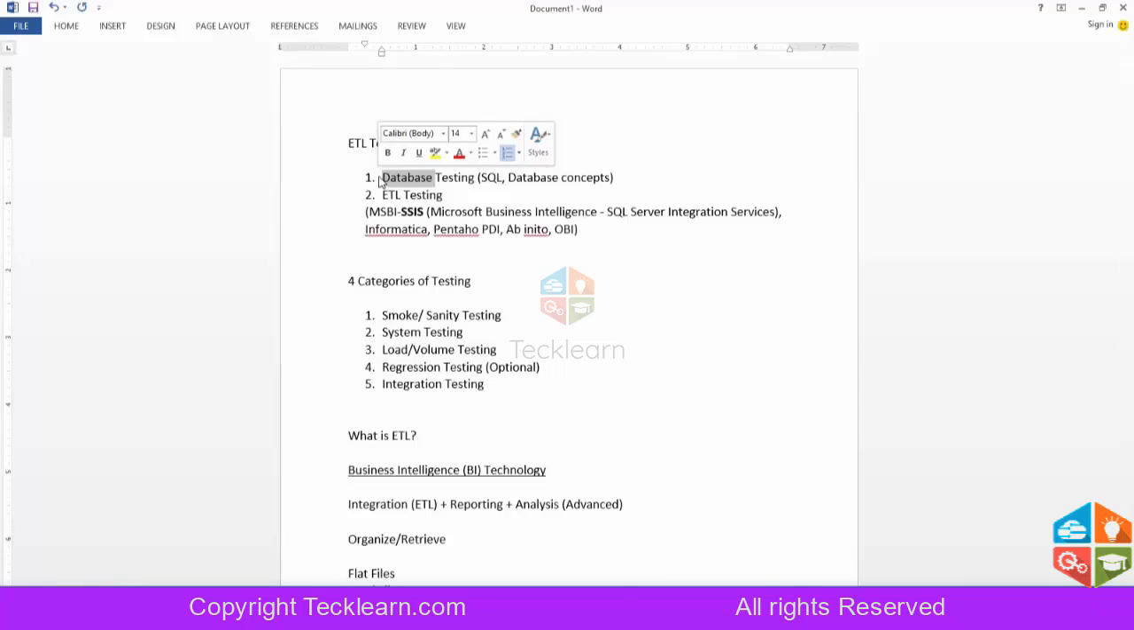So this is pretty much the introduction to ETL testing. What is ETL testing? How many types of testing do we do? Where does ETL come from? It comes from business intelligence. So what is business intelligence? What do we need as a prerequisite for being an ETL tester? That's pretty much it. So now, to begin the course, we will go to the next part of the course.